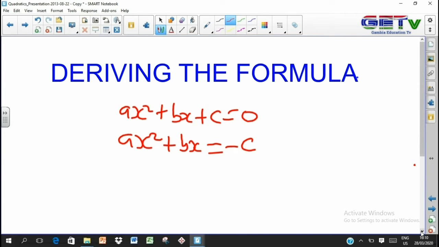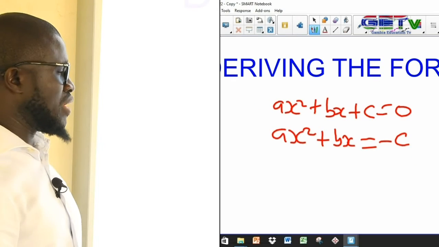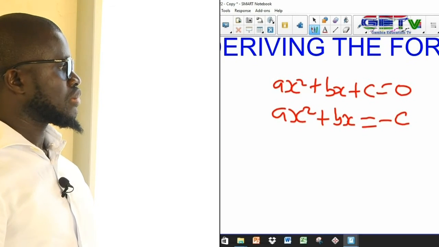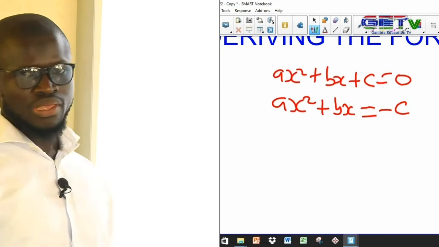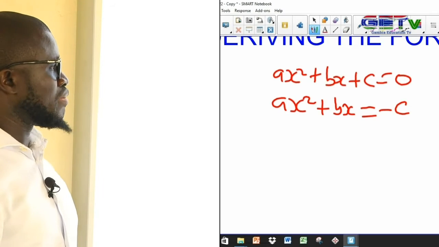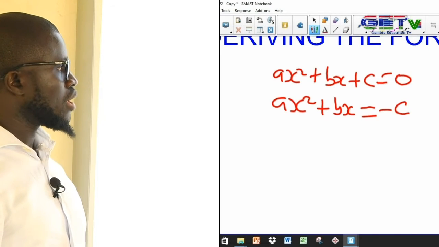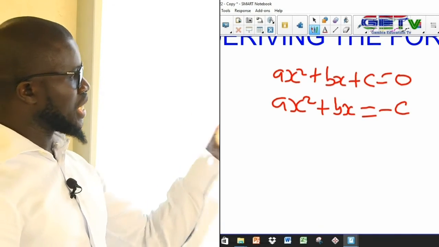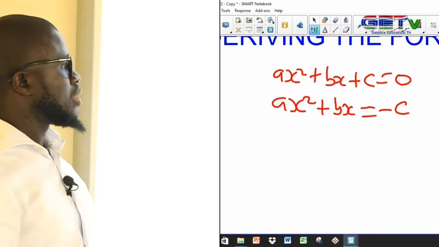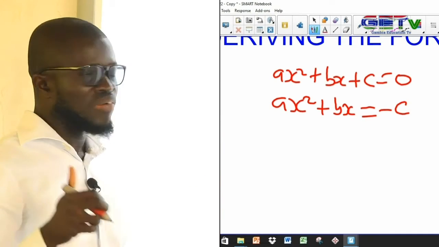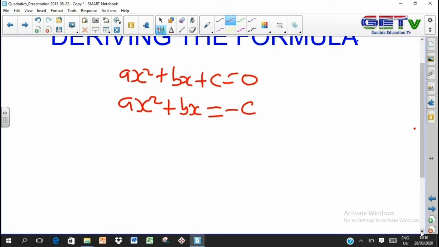The next step we are going to take is to divide every term by a. Why are we dividing every term by a? It is to make the quadratic term have a coefficient of 1, which means we have to divide every term by a.